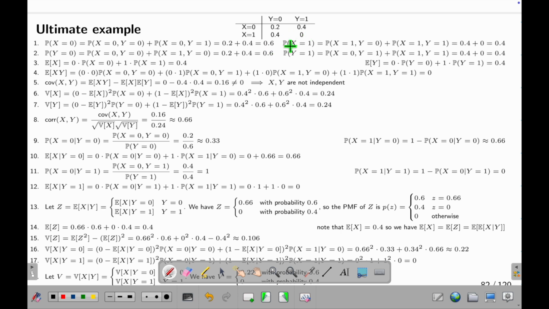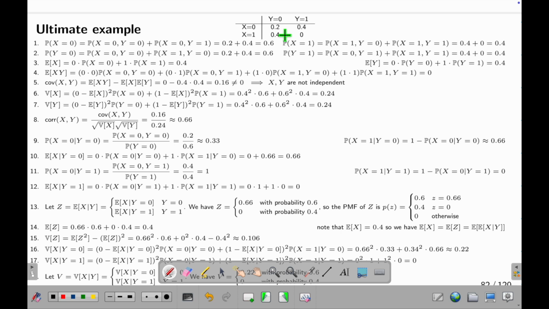What are these? 0.2, 0.4, 0.4, 0. They are joint probability. What does this 0.2 mean? It means the chance of seeing both x, y equal 0 is 0.2. The chance of seeing both x, y is 1 is 0. The chance of seeing one of them is 1 and the other one is 0 is the same, 0.4. Okay, so this is the meaning.